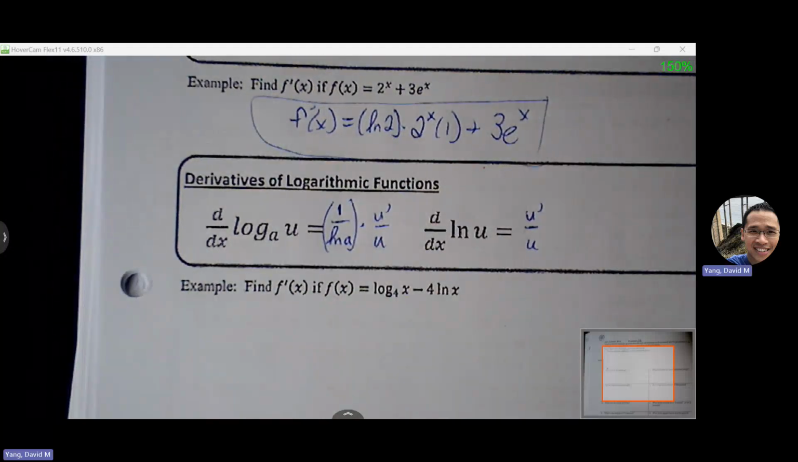Okay, you guys want to try this next example? Find f prime. For the first term, you're going to use the log base a rule. For the second term, you're going to use the natural log rule. See if you can find the derivative following the rules that we've gone over.